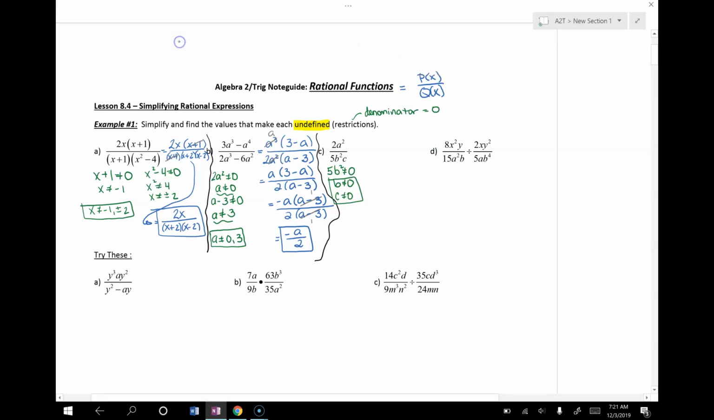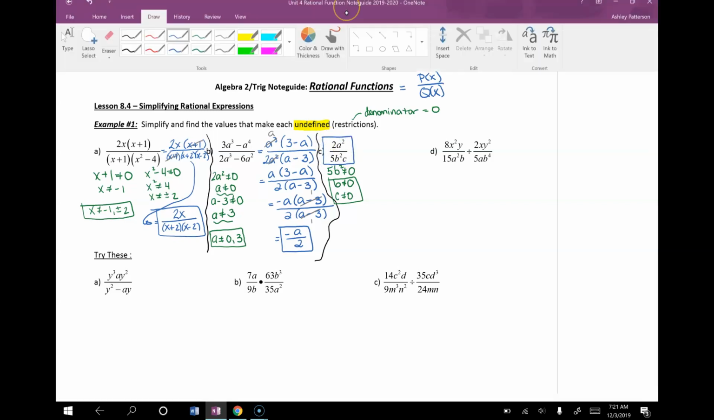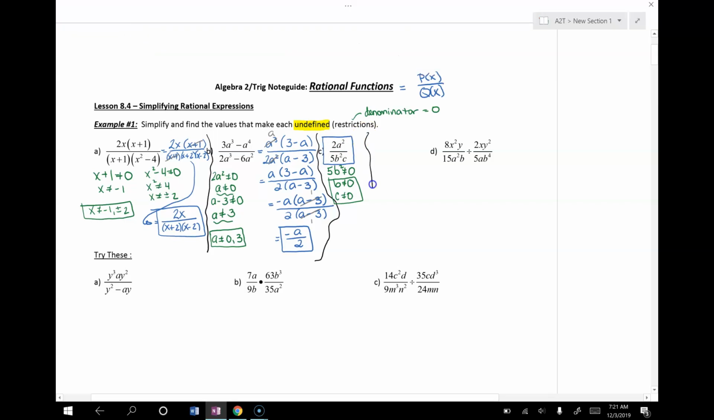If we then try to simplify the numerator and the denominator, 2 and 5 don't have anything in common other than 1. A squared, b squared, c, this is in simplified form. I know, you guys love those the most.